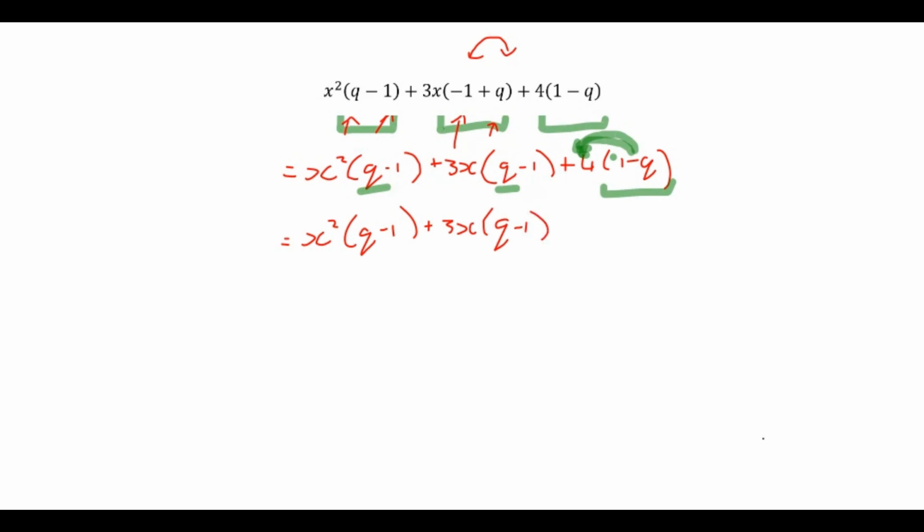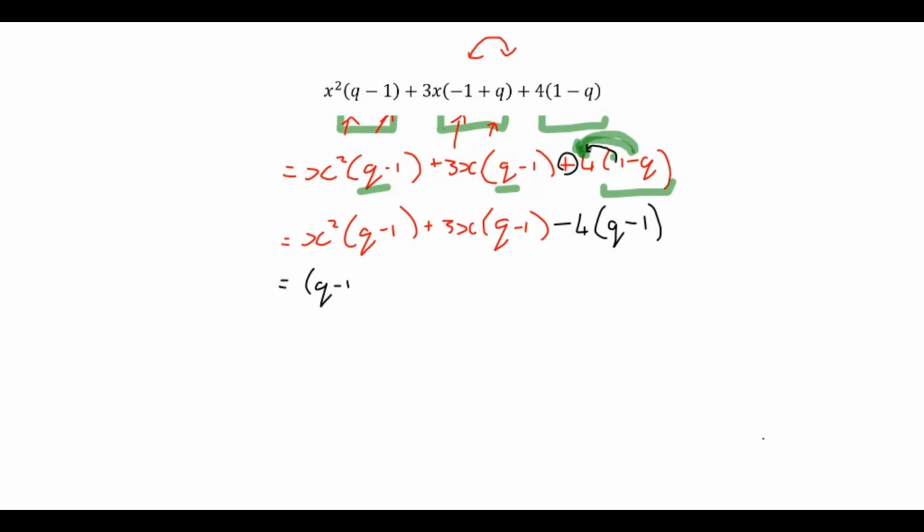And what we're going to do now is take a negative away from both, like I just said. So this is going to become a minus 4, because the plus times the minus we're pulling out gives us a minus. Now if you take a minus away from the q, it becomes positive q, and if you take a minus away from plus 1, it becomes minus 1. And there we have it. Now we have a common bracket, so let's take it out.